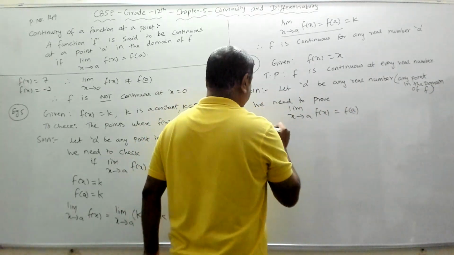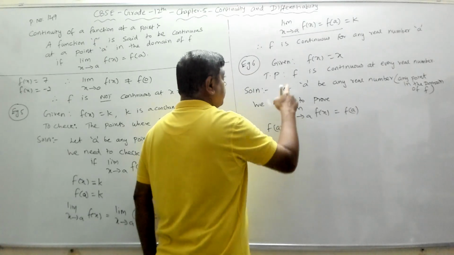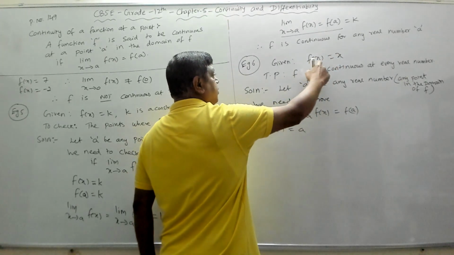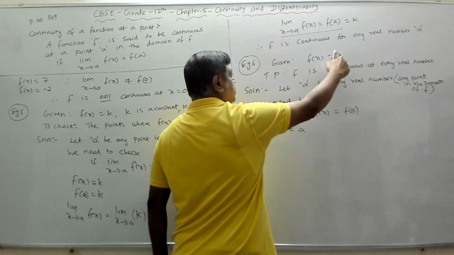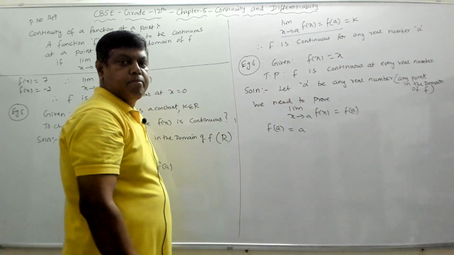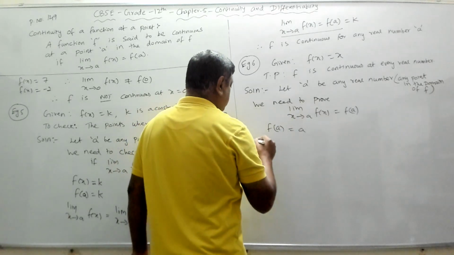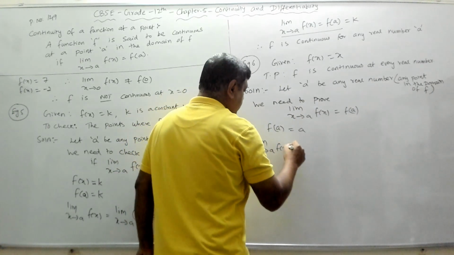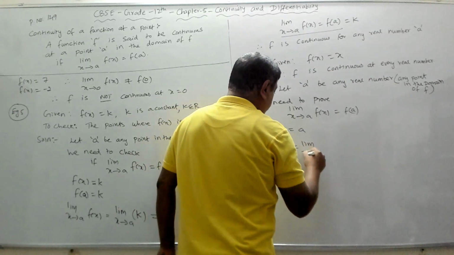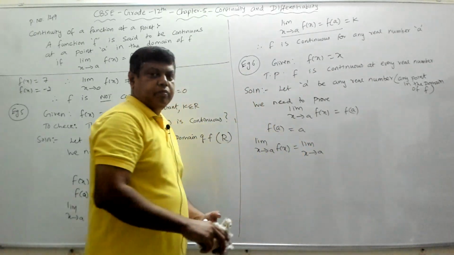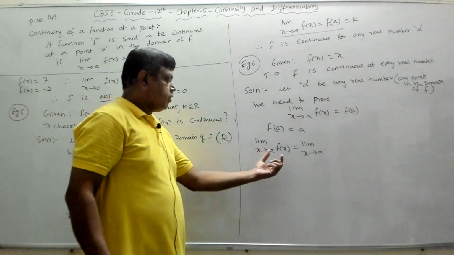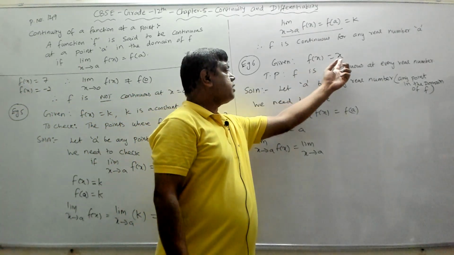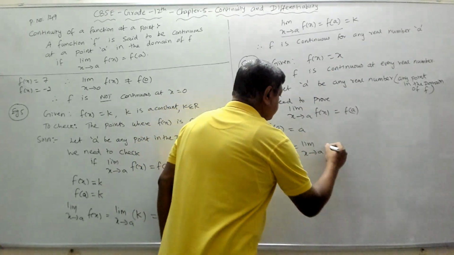So now let's find what f of a is. Our f of x is x, so our f of a will be equal to a. If I put x equal to a here, f of a is a. And let's find the limit as x goes to a of f of x. That is equal to the limit as x goes to a of, now what is f of x? f of x is just x. So we will substitute x here.